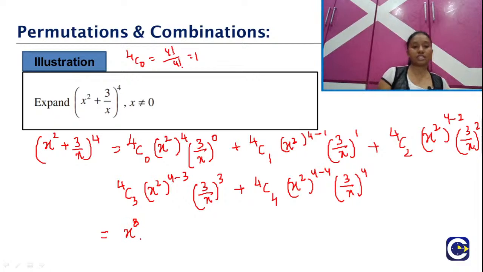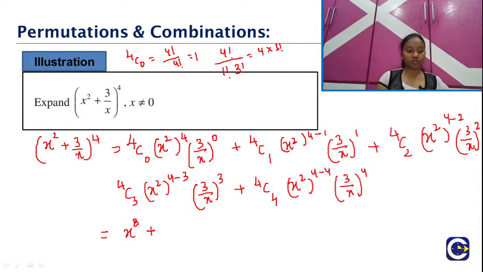So I hope there is no doubt. Let's do the simplification. This is the first term, and the second term 4C1. So it will be 4 factorial by 1 factorial times (4 minus 1), that is 3 factorial. This can be written as 4 into 3 factorial, which gets cancelled. So that will be 4. So 4 here, x² to the power 4 minus 1, 3. So x⁶, and here 3/x.